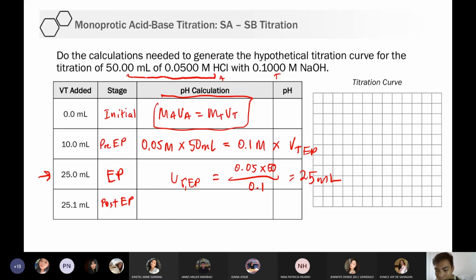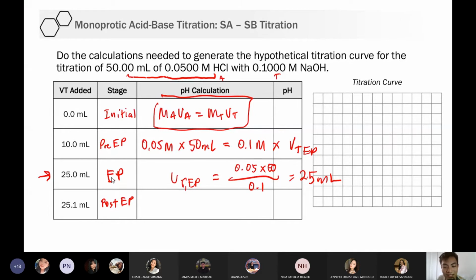Sir, given po ba lagi yung mga volume na yan? Yes po. Ibibigay ko yung volumes. Don't worry. Bibigay ko yan. Kunwari, sasabihin ko, 22 ml. Ayan, pre-equivalence point yan. Given yun.